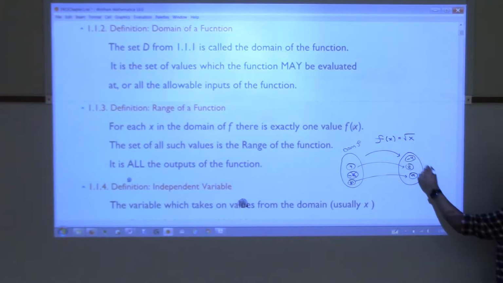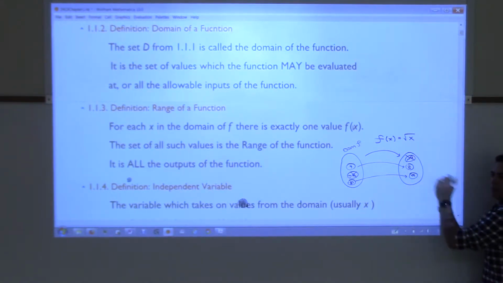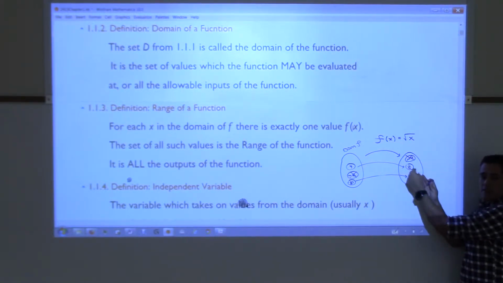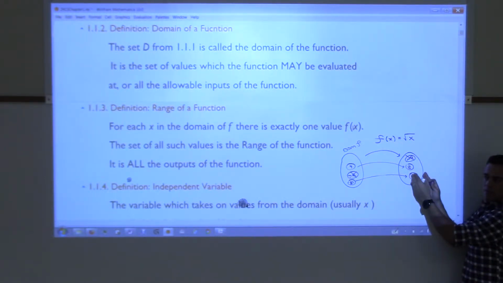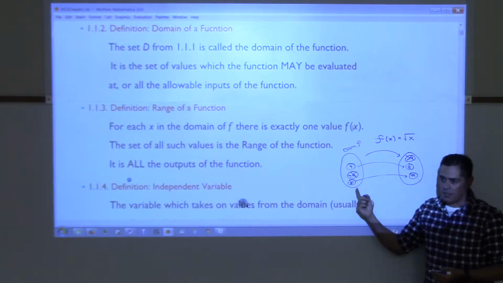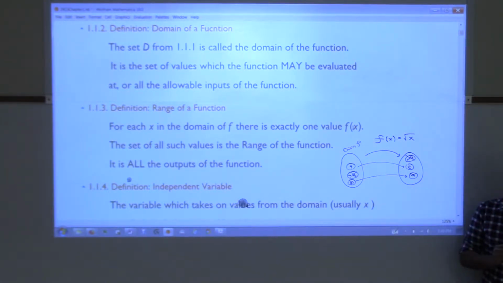So -4 is not over here, right? It can't come out of this function. The stuff that's over here that can come out is the range. Does that make sense? Only the stuff that comes out is the range. The stuff that goes in is the domain. Now, let me address that real quick.